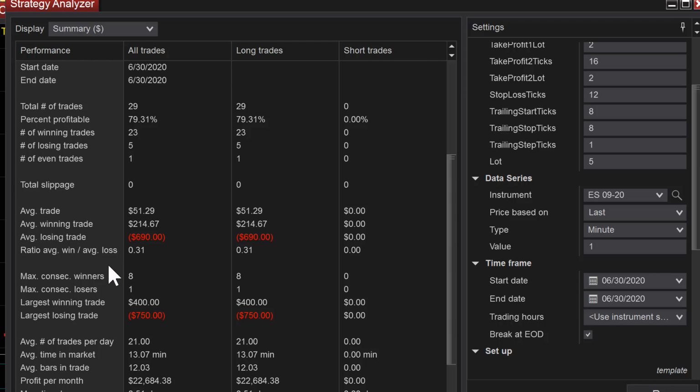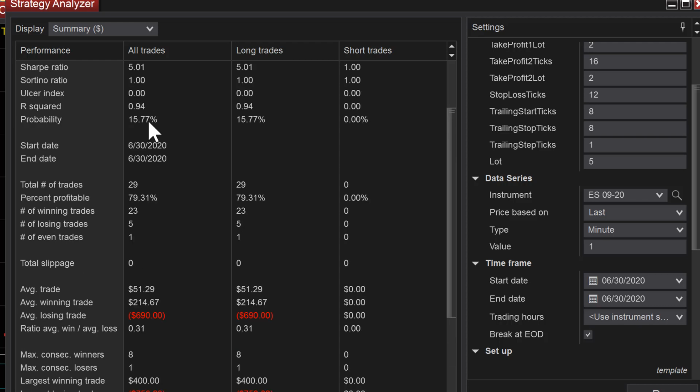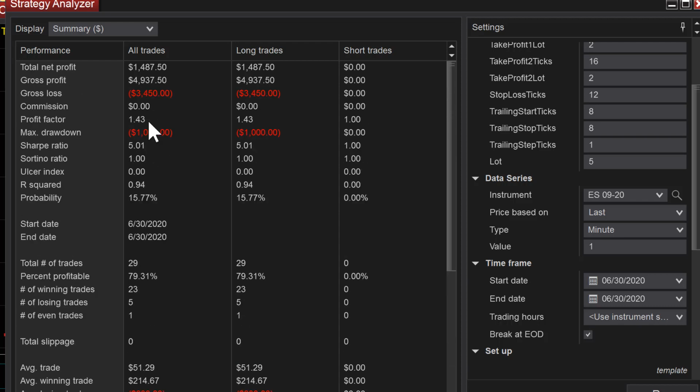But what is this? Average winning trade $214. Number of trades 29. 79% profitable. 23 winning trades. 5 losing trades. 1 break-even trade. They say that the profit factor is a good indication. It's 1.43.